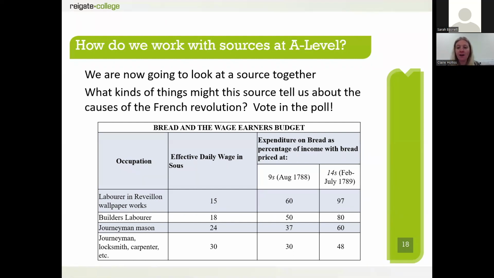Okay, if you then look at the other column right at the end, we've got here February to July 1789. So this is right on the cusp of the revolution breaking out. Bread is now priced at 14 sous. So we've doubled in price, or almost doubled in price, effectively.